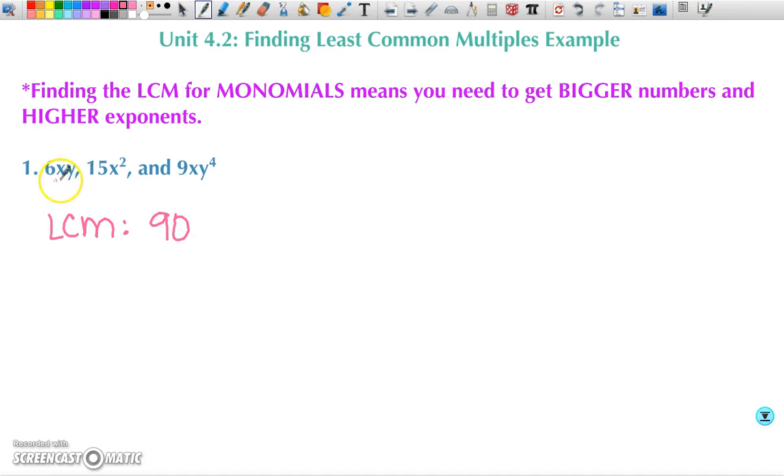Then you look at your x's. You have x, x squared, and then x again. So we go with the highest one, which is x squared. And then you look at y's, we have y, this one doesn't have it at all, this one has y to the fourth, so y to the fourth. So 90x squared y to the fourth is the least common multiple. So the number, the x, and the y, we are always going higher.